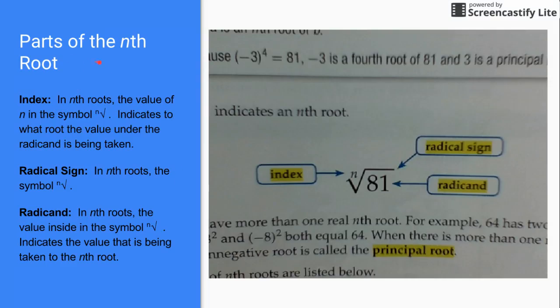Parts of the nth root. This number right here is called the index, and it indicates to what root the value under the radicand is being taken. And the radical sign is just basically the symbol itself right here. And the radicand, the number, is the value that is being taken to the nth root, which would be right here.